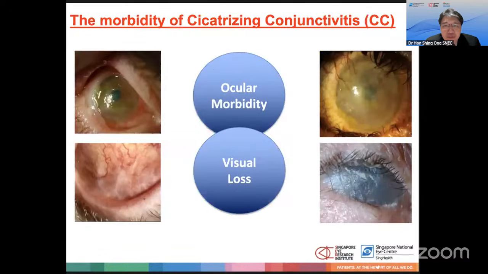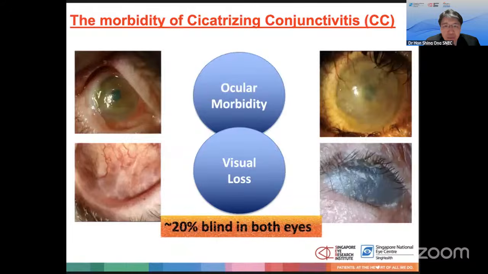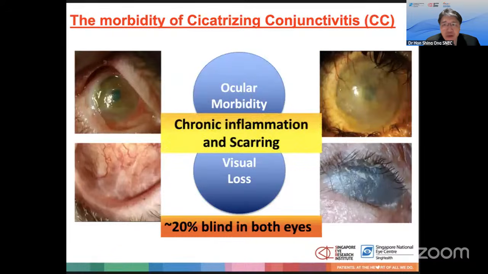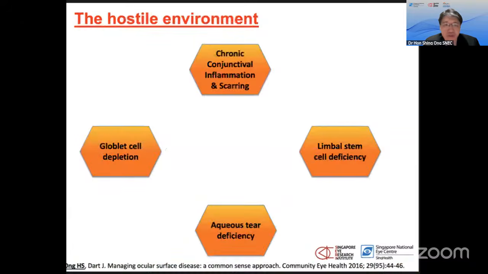Cicatricial conjunctival diseases can cause significant ocular morbidity. Patients often have chronic symptoms, and it can be debilitating and painful. Bilateral blindness has been reported in as high as 20% of patients with pemphigoid. The loss of vision in these conditions occurs due to the effects of chronic inflammation and scarring. These include epithelial instability, as shown in the top left, with risk of infections, conjunctival scarring in the bottom left here, lid margin keratinization, corneal scarring, vascularization in the top right, and in severe cases in the bottom right, severe ocular surface dryness, keratinization with total ocular surface failure.